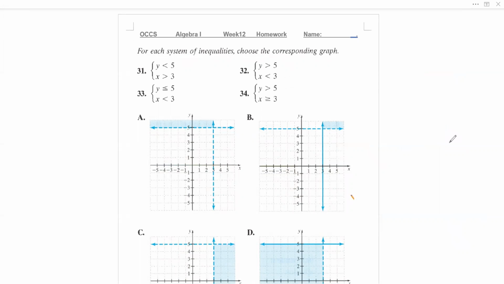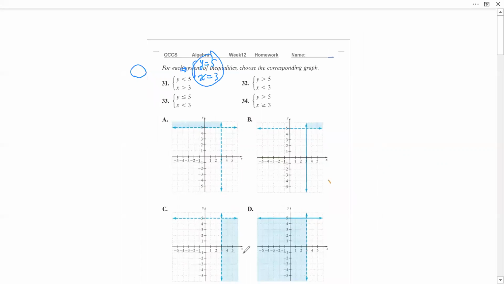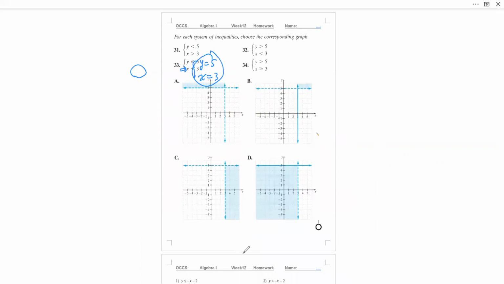Let's see the homework part, 31. First, we can change this one to y equals 5, x equals 3, just like we were doing. All these, 31, 32, 34, are related to this part. When we graph, y equals 3 is this, y equals 5 is this one, and x equals 3 is this one. You can see all four lines described here are the same lines.